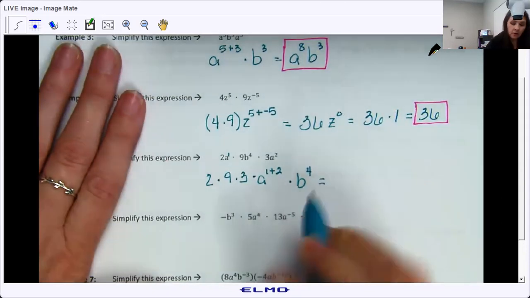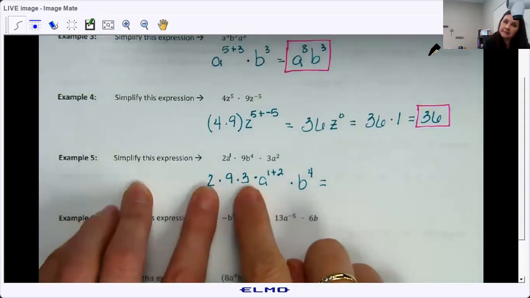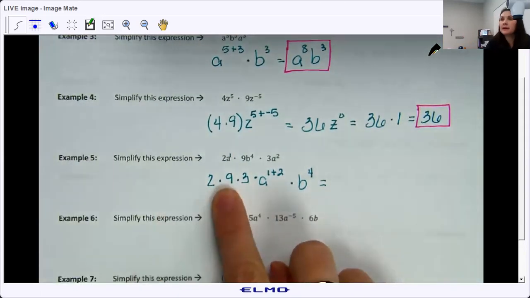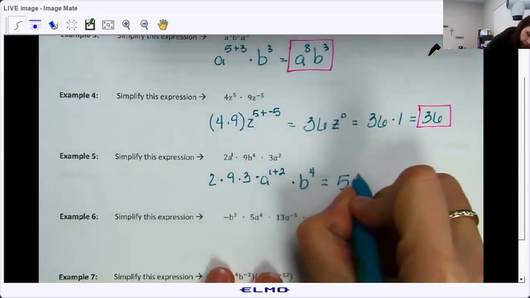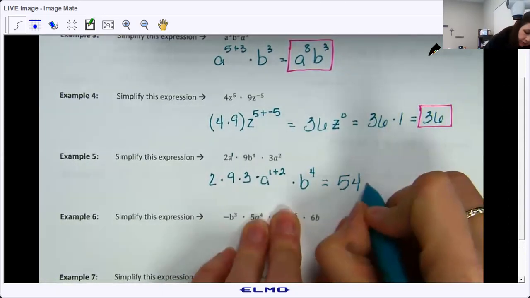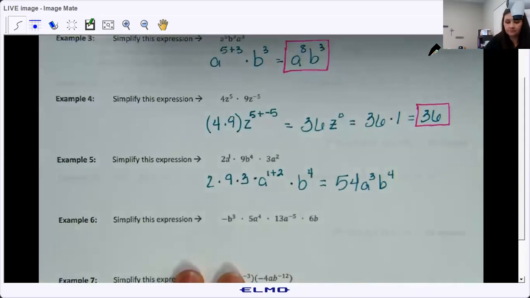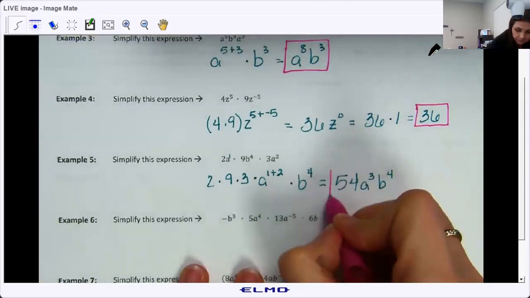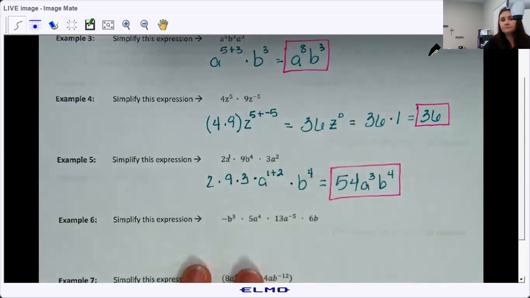Okay, so it doesn't matter the order you multiply. I know that 2 times 3 is 6, and then I can easily multiply that by 9 to get 54. And now we have a to the 3rd power and b to the 4th power. And that's it. This lesson's a lot easier than last time.